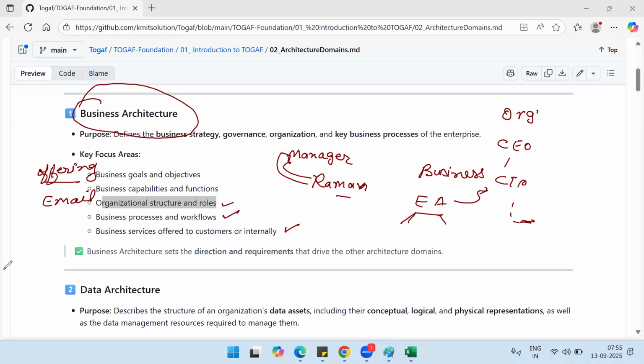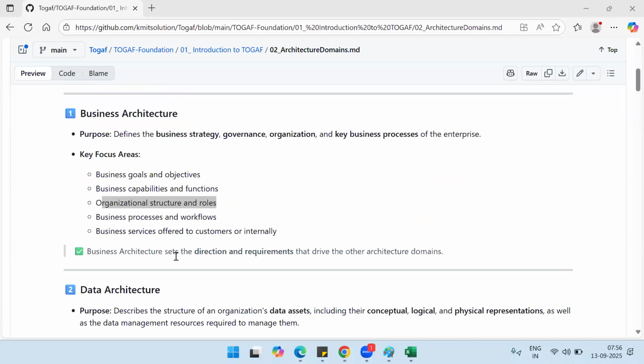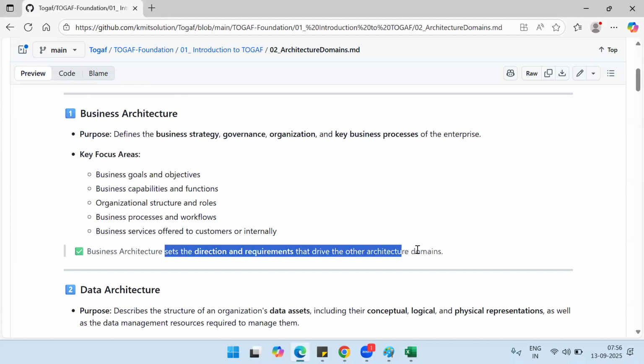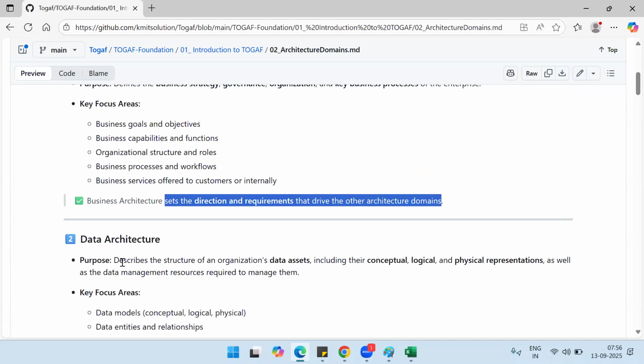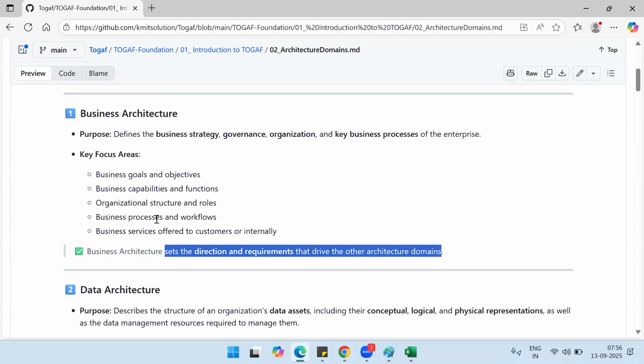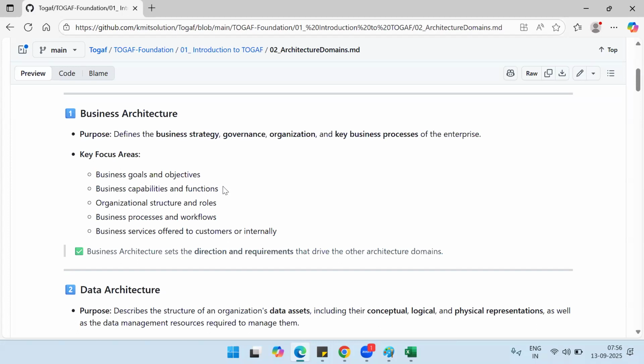So in a nutshell, business architecture sets the direction and requirements that drive the other architecture domains. Once this is done, then you can talk to the data architects. So step number one, we need to know what we need to do. Who is the impacted user? What is the scope of this project? Why do we need to create it, etc.